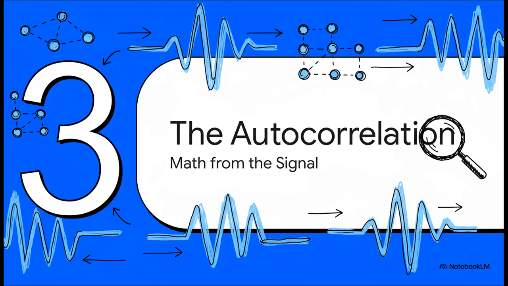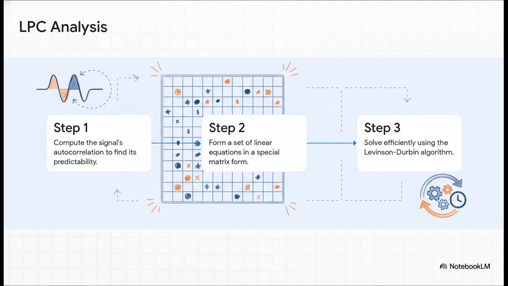So the big question is, how do we find those magic coefficients? We can't just guess, right? We need a bulletproof way to pull them right out of the speech signal itself. And the solution is this beautiful three-step mathematical dance. First, we calculate something called the signal's autocorrelation. Then, we use those results to build a special set of linear equations. And finally, and this is the best part, we solve them using this incredibly efficient algorithm that was just perfect for the limited hardware they had back then.